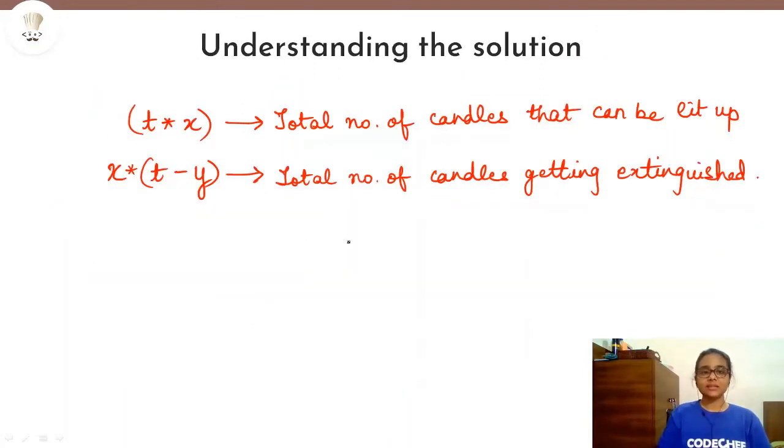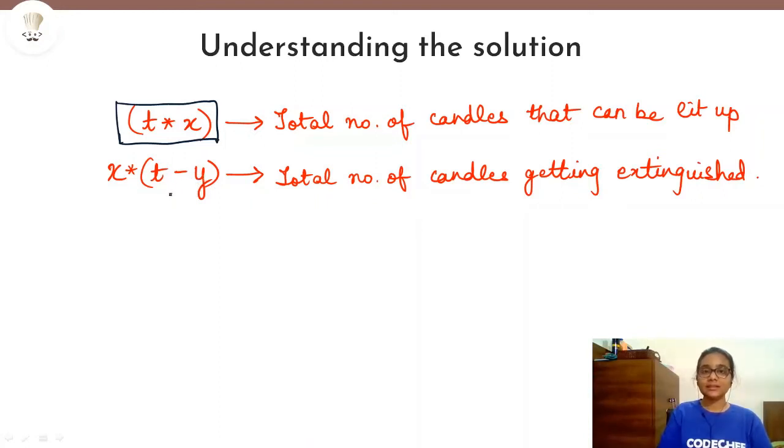So what I'm saying is the expression that we can form for the total number of candles that are getting lit up will be T into X, because T is the total number of seconds for which we are lighting up the candles, and per second X candles are getting lighted up. So T into X will be the total number of candles that will be lit up by the chef. And from all the candles that have been lit up, we have to remove the extinguished candles, right? Out of those t seconds, we know that for the first y seconds, none of the candles are getting extinguished. So that is why we will subtract y from t.